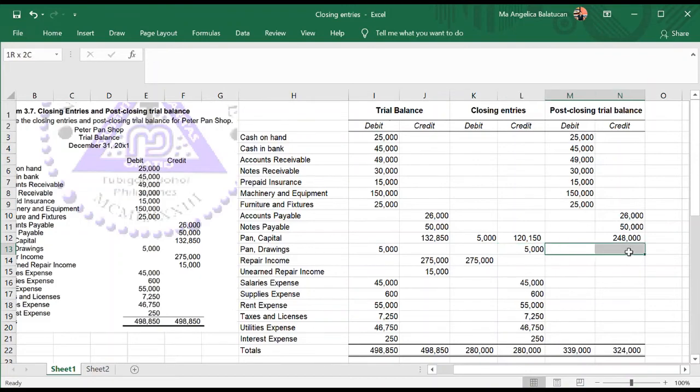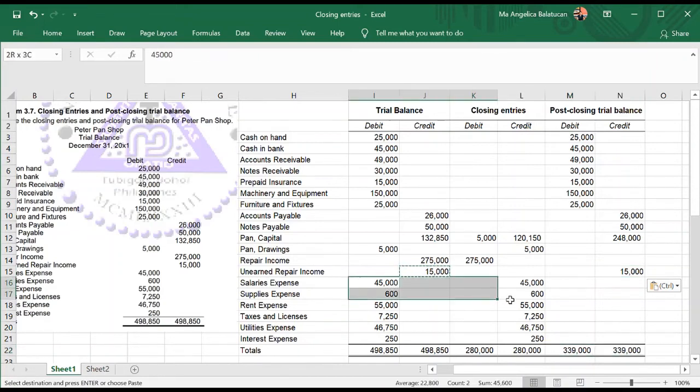For the drawings, this is a debit balance, and then we credited 5,000, so that would be 0. So it's gone. Next, you have 275 credit and 275,000 debit, so that's 0 because they have opposite balances. Then the unearned repair income, since there are no adjustments here on the closing entries column, we copy credit, then credit. Okay, so as you can see, they're balanced. And then since these items were closed, they are zeroed out.